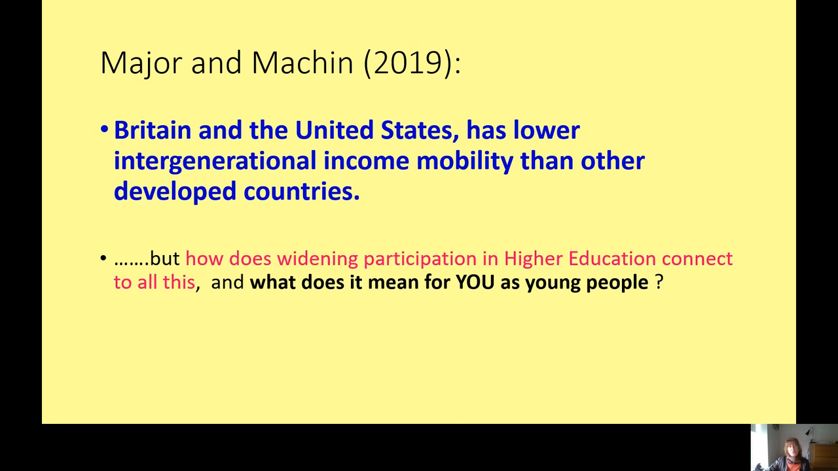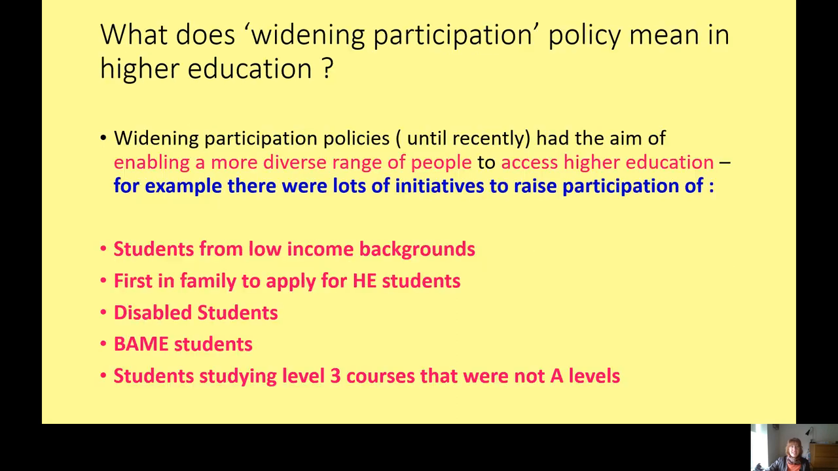So Major and Machin concluded that Britain and the United States had lower levels of income mobility than other developed countries. But I said to you that my talk was also not just about social mobility, it was talking about widening participation in higher education. So how does widening participation connect to all this? And what does it mean for you as sixth form students today?